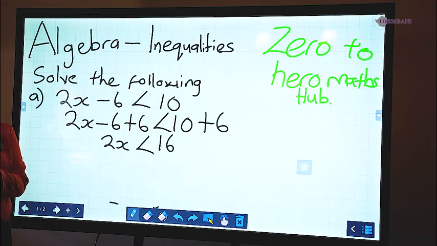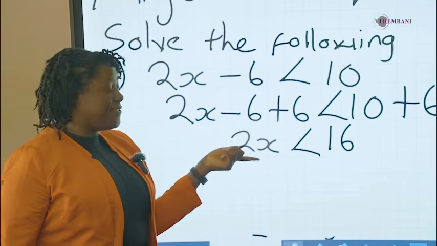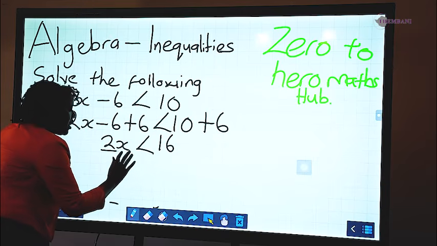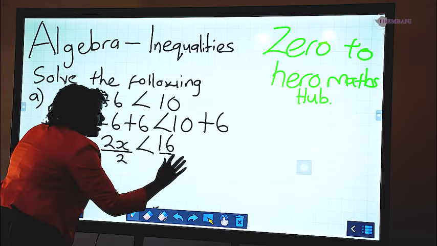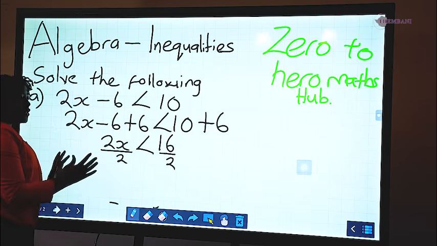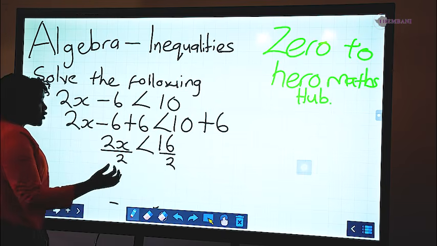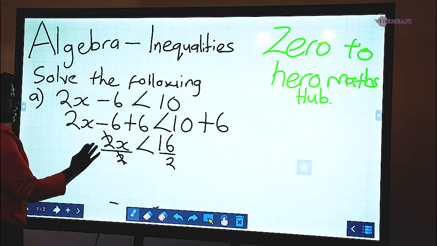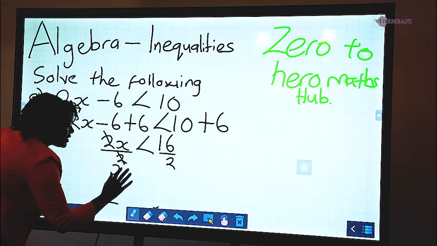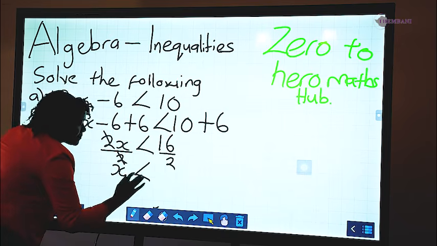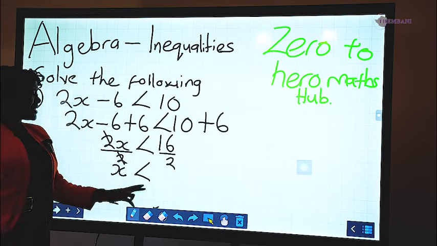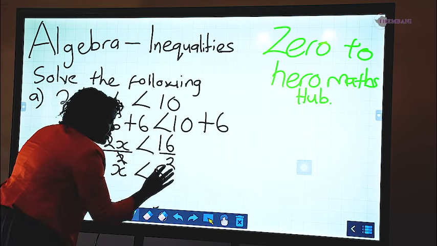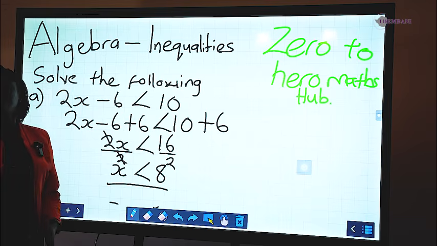Remember, we are solving this inequality to find our variable, which is x. From this point, we divide both sides by 2. What we do to the left, we also do to the right. If we divide 2 by 2, we get 1, so 1 multiplied by x gives x. Our x is less than 16 divided by 2, which is 8. We have solved this inequality.